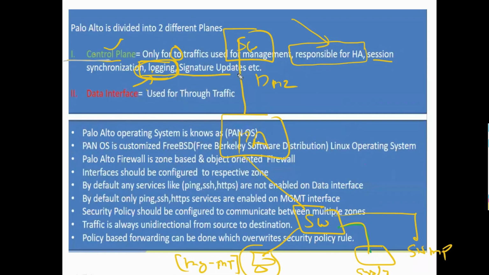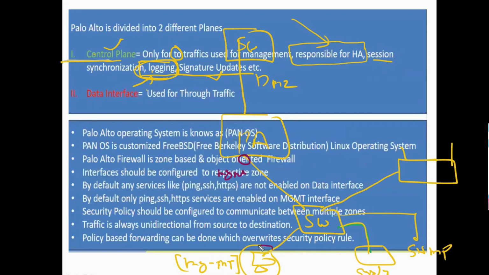Signature update. Palo Alto is a next generation firewall. So if you want to use next generation firewall features, yes, you need to download the latest signatures from updates.paloaltonetworks.com. Signature update is a part of control plane. So what we need? I need a separate ISP connection. This is a Wi-Fi modem. I need a separate Wi-Fi connection for my Palo Alto. Okay, so what we have? This is the management port, MGMT port.